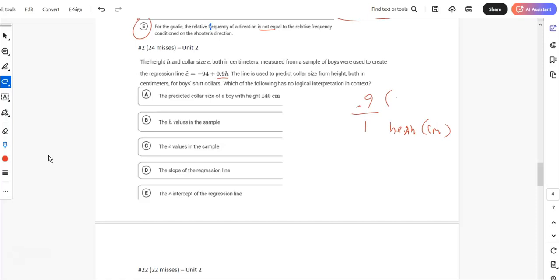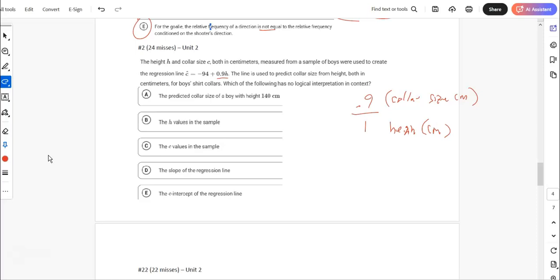Collar size, I guess, collar size in centimeters. Okay, so what that means is, I know this question didn't ask about it, but to interpret the slope, you'd say for every 1 centimeter increase in height, the collar size goes up by 0.9 centimeters.